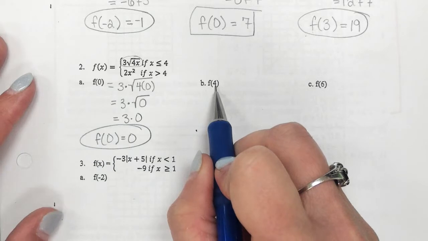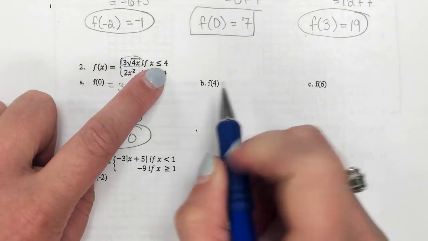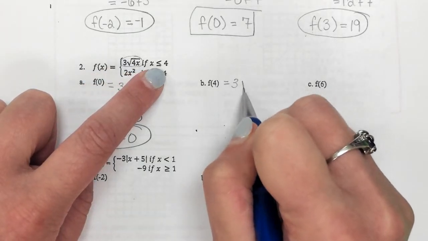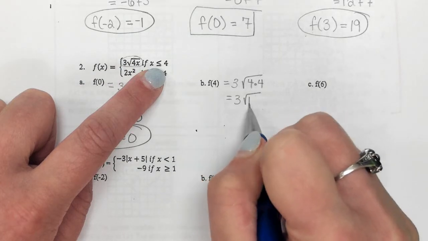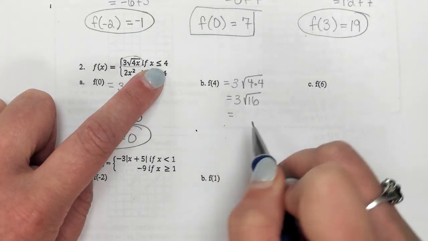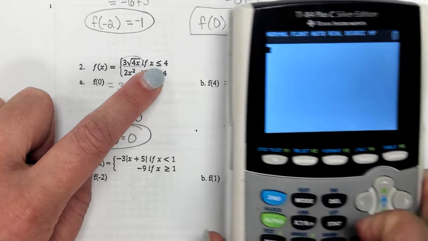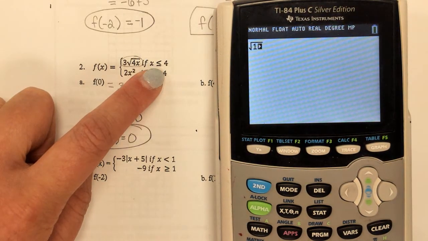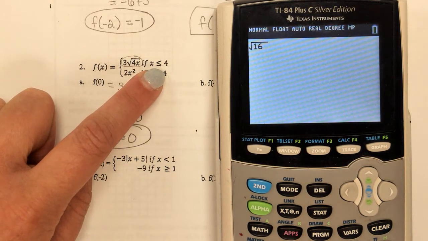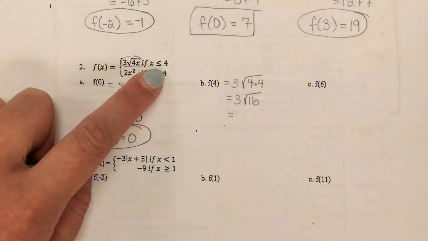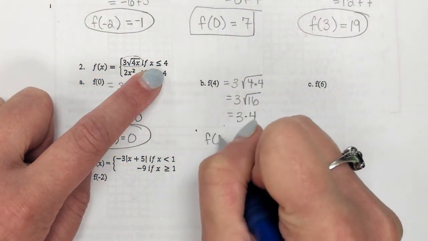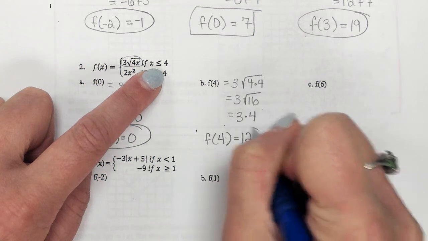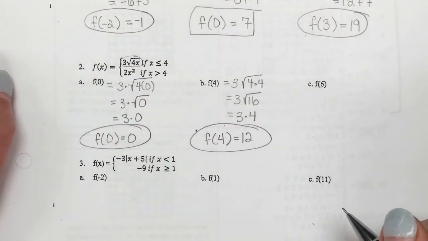All right, then we're going to plug in 4. 4 is equal to 4, so we're going to plug it in that same one. 4 times 4 is 16. If you take the square root of 16, you should know these. We just had a perfect squares test. That's 4. So you have 3 times 4. So your answer is F of 4 equals 12.